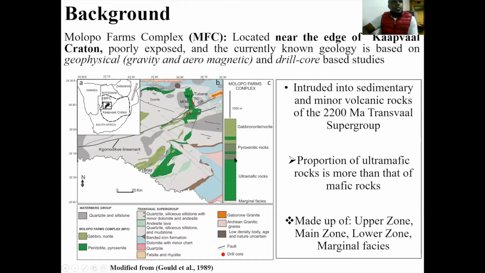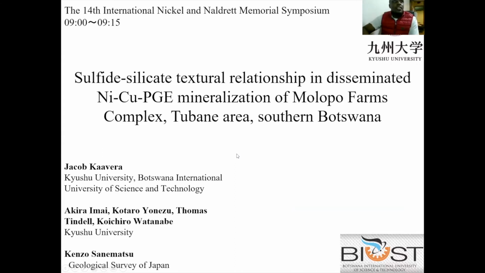Today my talk is entitled Sulfide and Silicate Textural Relationships in the Disseminated Ni-Cu-PGE Mineralization of the Molopo Farms Complex in southern Botswana.